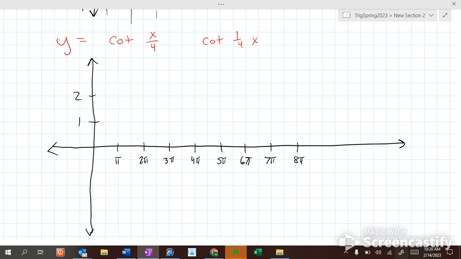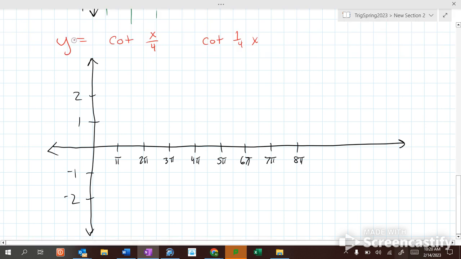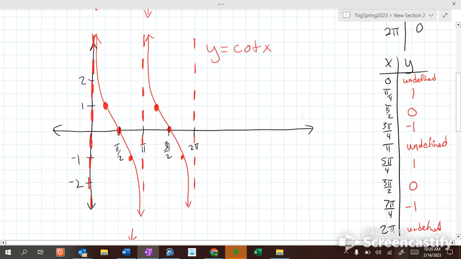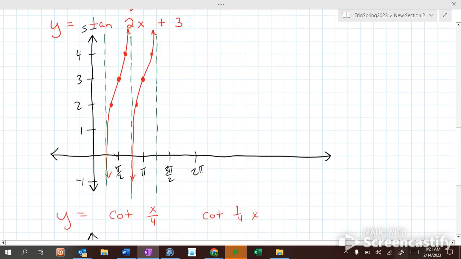1, 2, -1, -2. All right. So I'm going to zoom on up here to my cotangent one. Where were my asymptotes? At 0, at pi, and at 2 pi. Okay? 0, pi, and 2 pi.